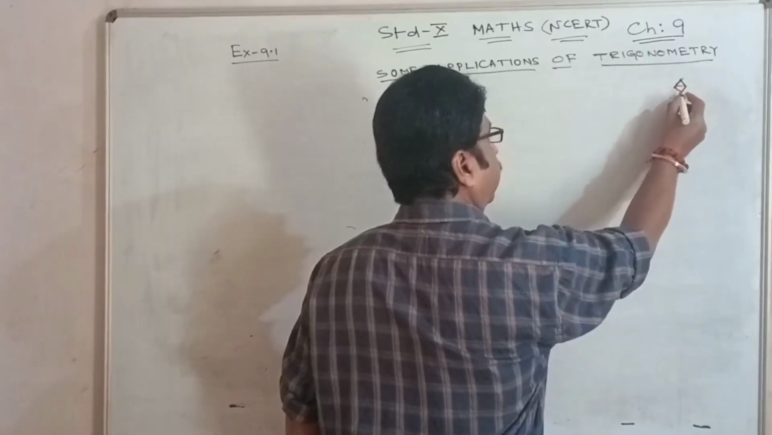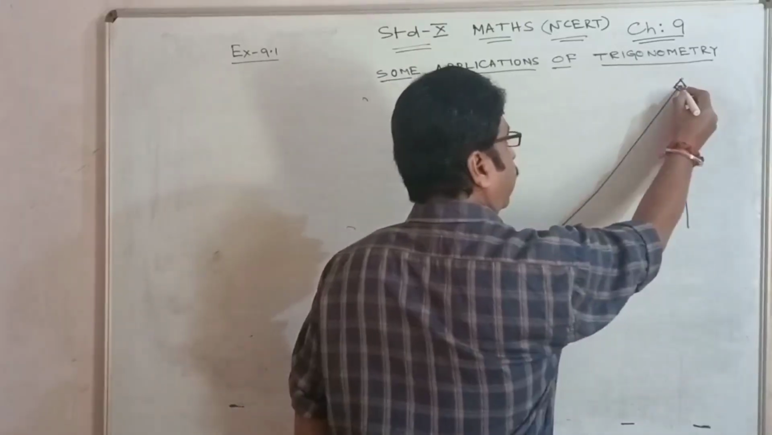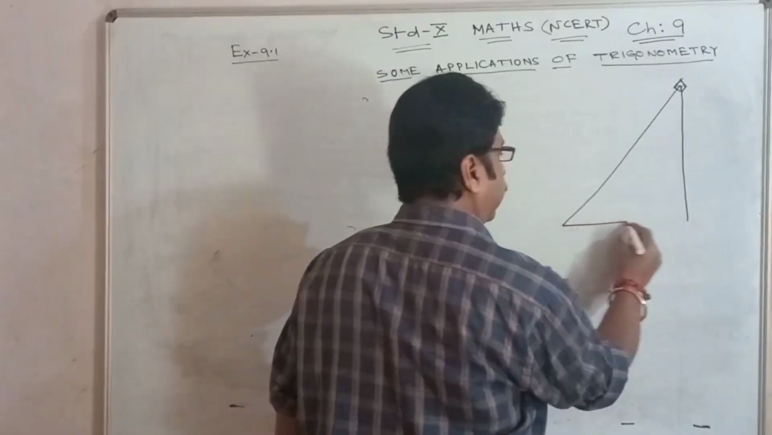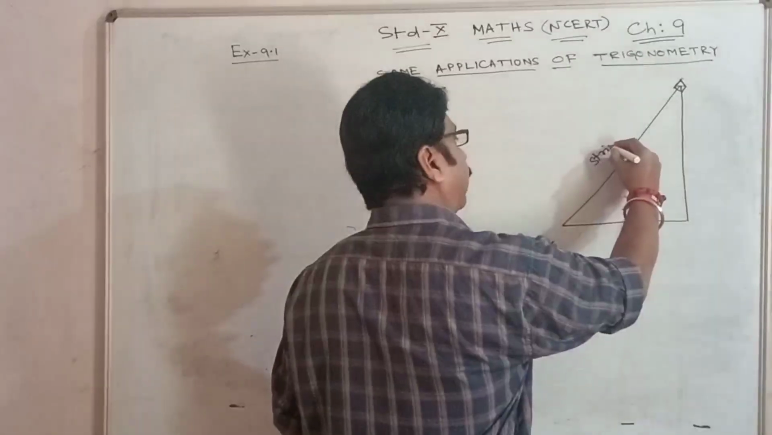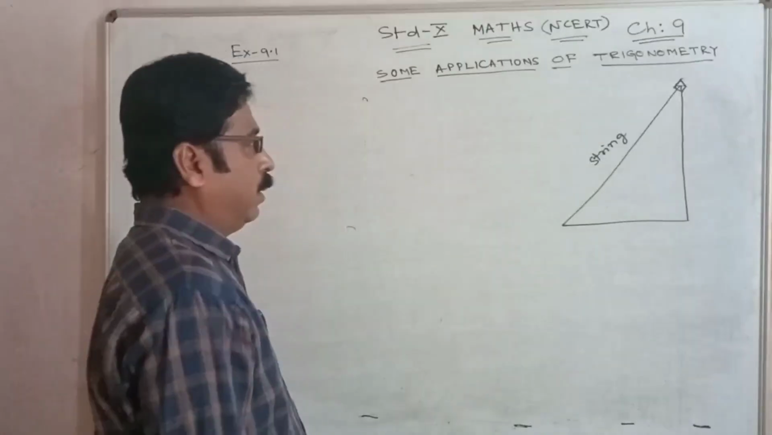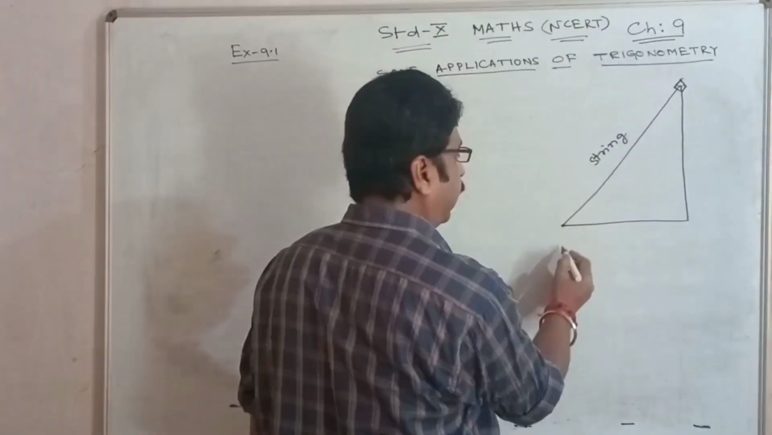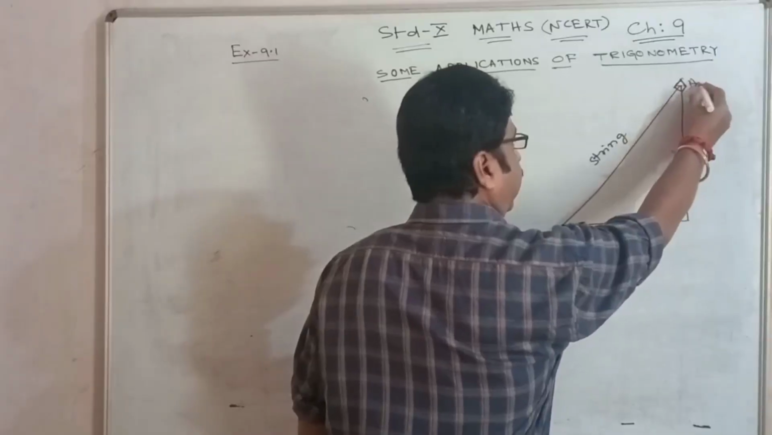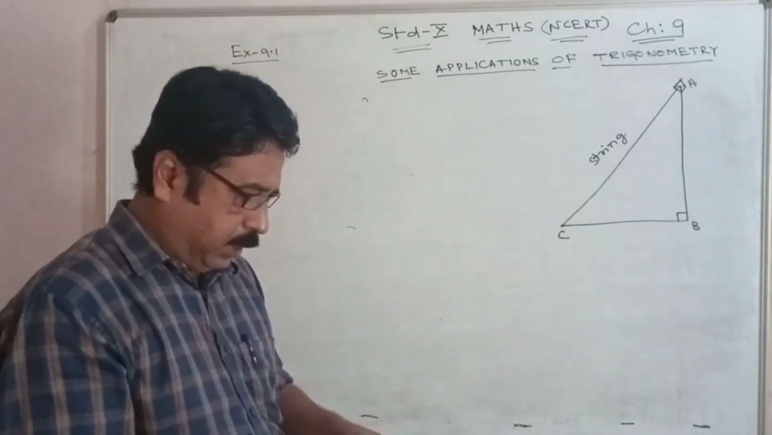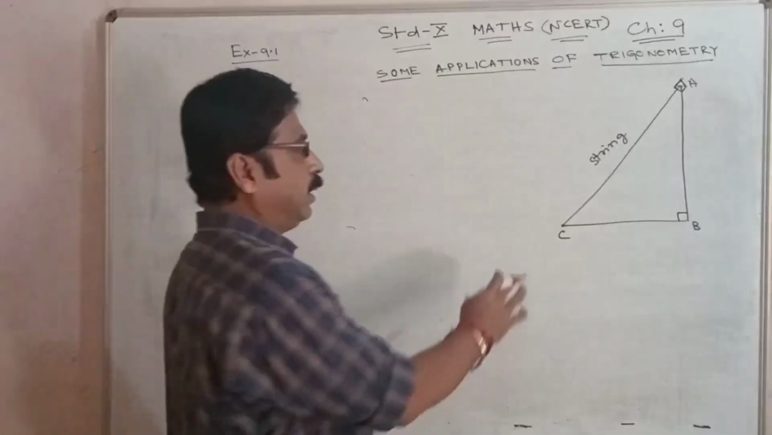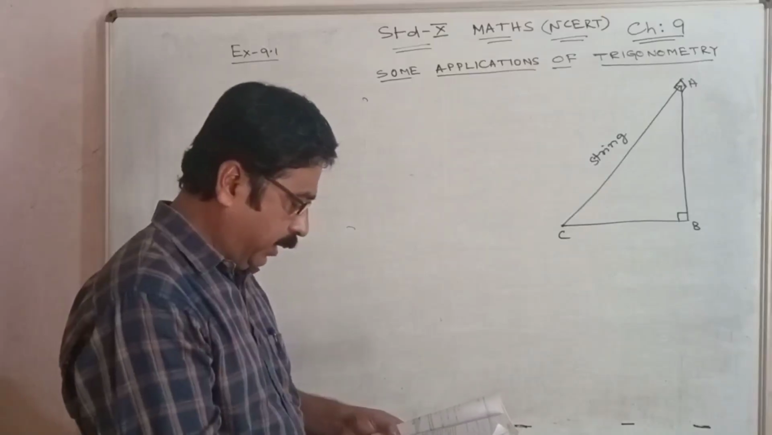Suppose this is the kite. It is the ground level. This is the string. This height is the vertical height of the kite, and this is a point on the ground. Suppose it is A, point A, this point is B, this point is C. Flying at a height of 60 meters above the ground. This is the ground level. Above the ground, the height of the kite is, that means vertical height of the kite is 60 meters.